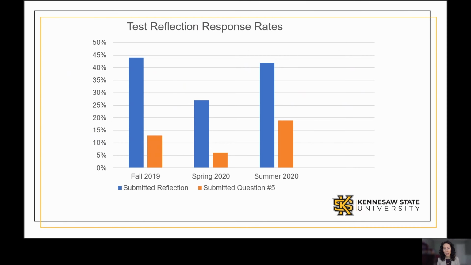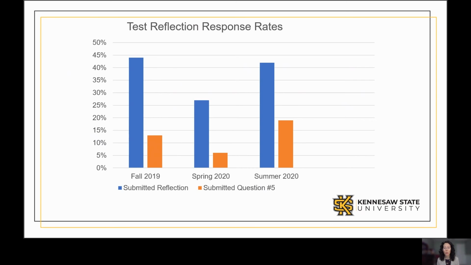Now, taking a look at some of the data that I've collected from the 2019-2020 academic year, you see here a bar graph of the reflection response rates that I received. So the first bar in each semester, the one colored in blue, is the total number of students who submitted a reflection. Because this is extra credit, normally this is between 40 and 60% of the class overall. And the fall 2019 and summer 2020 total submission rate followed that trend. In the spring of 2020, however, the total submission rate was much lower, and I attribute this to COVID-19.